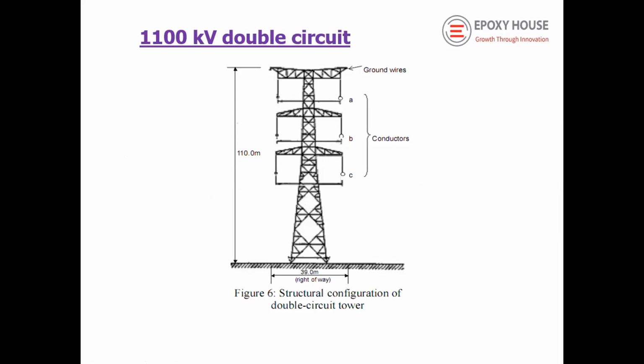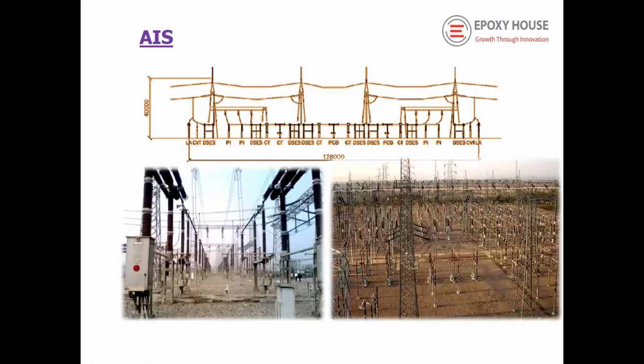This is a double circuit 1100 kV line. It's about 110 meter height. So these are the components of air insulated switchgear. Before going to the GIS, we have to understand the need for gas insulated switchgear. If you see any high voltage substation, you have a big structure, with height up to 40 meter. Then the length, for the 245 kV line, is about 178 meter. This is the complete substation length.